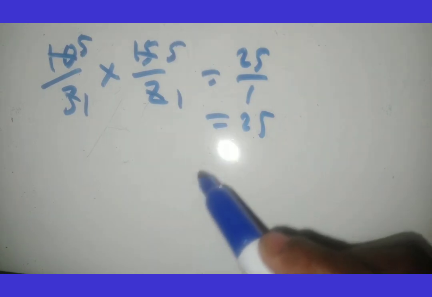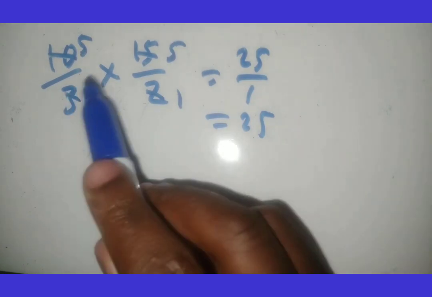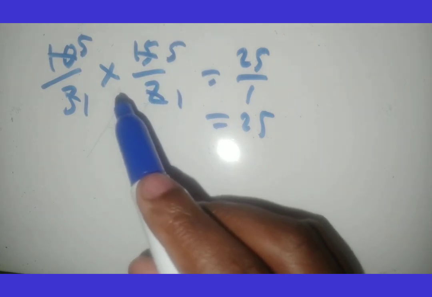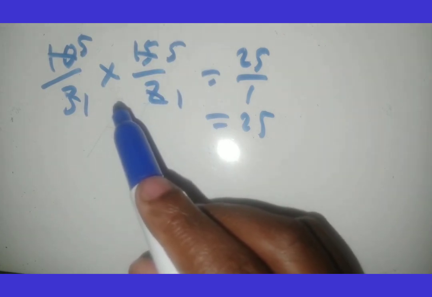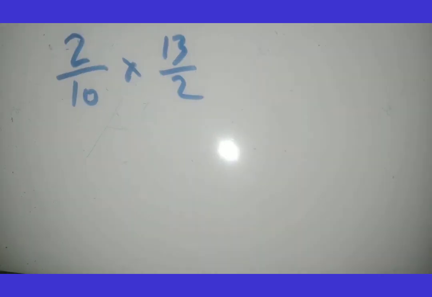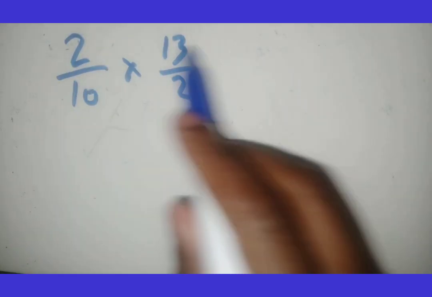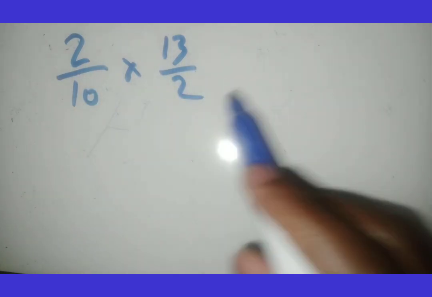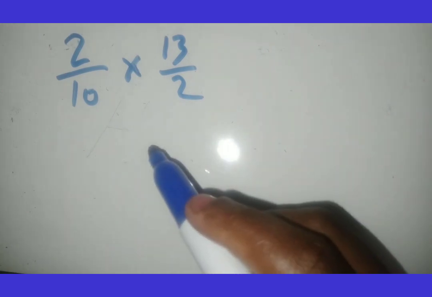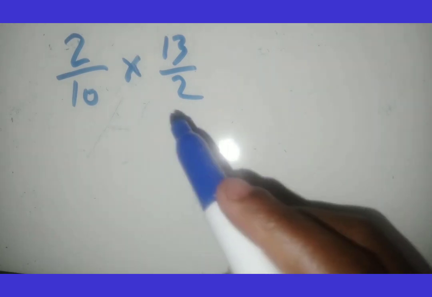So this is multiplication of fractions. You can multiply along a straight line immediately, but my advice is cancel first before multiplying along a straight line. So that is multiplication of fractions. Here is another example. We can multiply and say 26 over 20 and simplify. It's still going to be correct, but my advice is let's just cancel first before multiplying along a straight line.